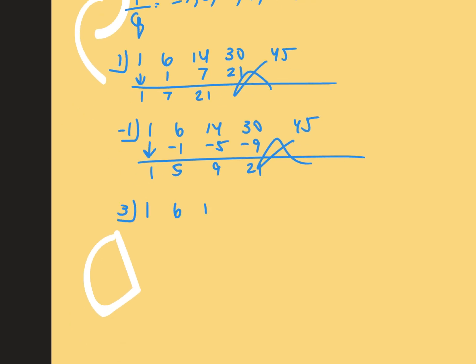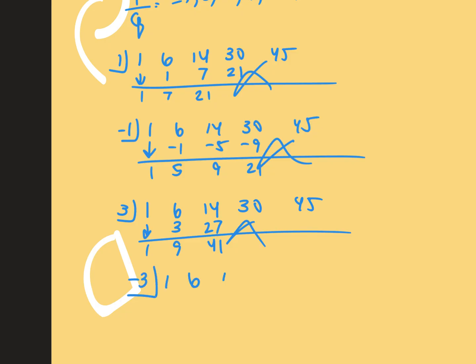1, 6, 14, 30, 45. 1 times 3, 3. 6 plus 3 is 9. 9 times 3 is 27. 14 and 27, 41. Is this going to give me a remainder of 0, guys? No, so skip it.